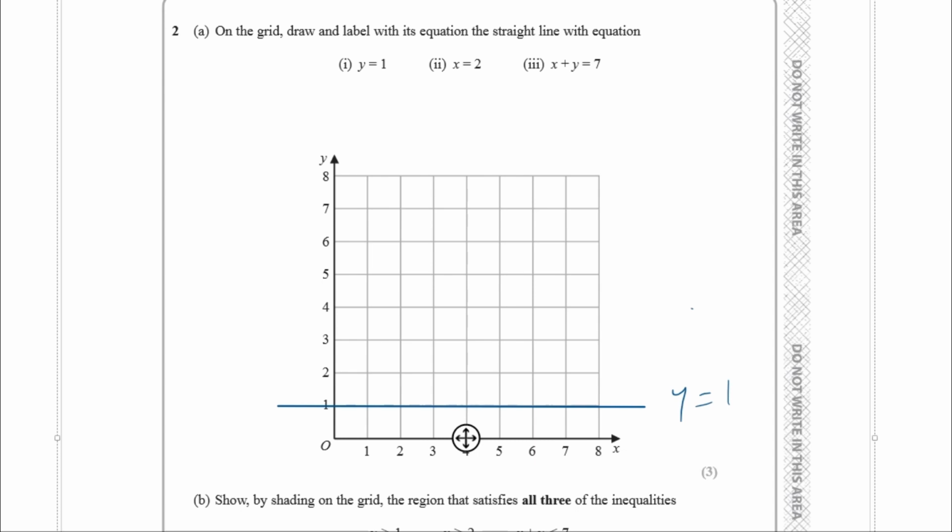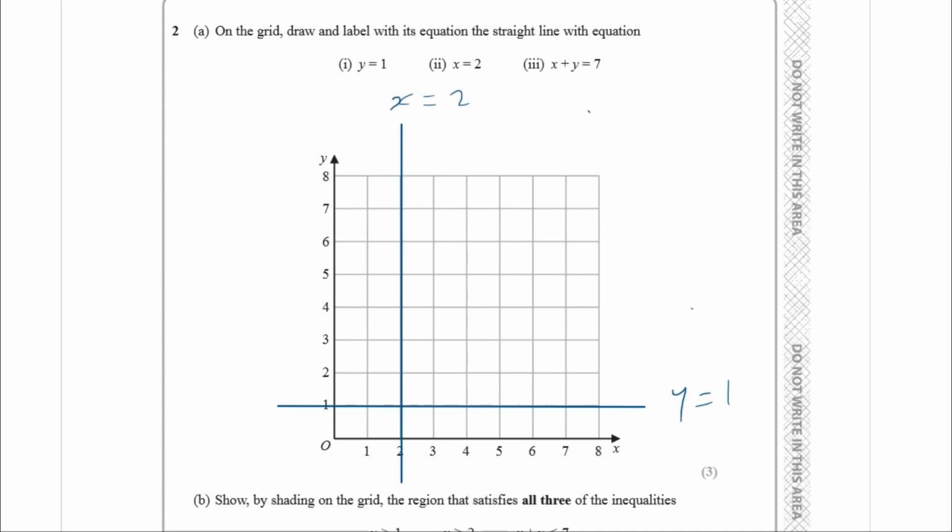Okay, so for the line x equals 2, we will need to draw a vertical line, which we can draw here. That needs to go through the value 2, so let me just scoot it a little bit to the side. This seems pretty good. So this is the vertical line x equals 2.